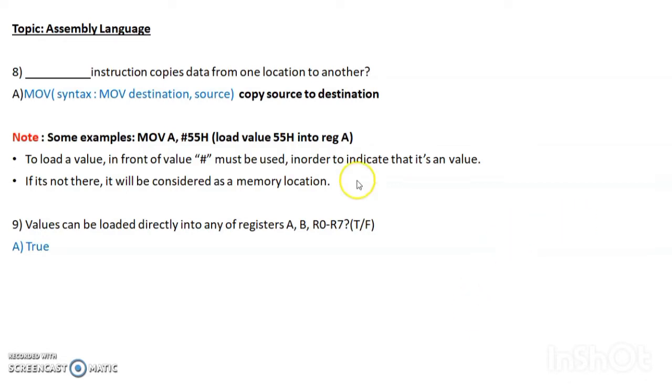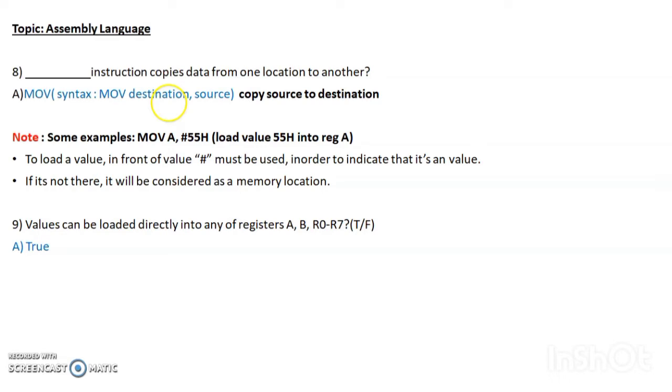Here, let me give an example. I'm taking an instruction called move and I'm copying the value of 55H into A. Most people will have a question: why is there an H after the value and why is there a hash in front of the value? Whenever any value ends with the H symbol, it denotes a hexadecimal value. And if any number starts with the hash symbol, which in microcontroller terms is called the pound sign, it means that it is immediate data, a numerical value.